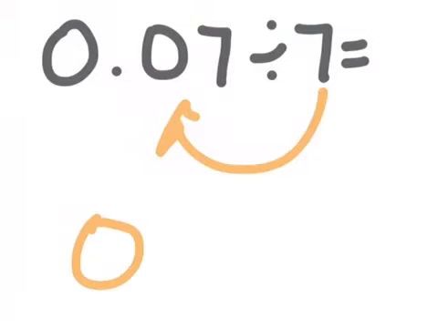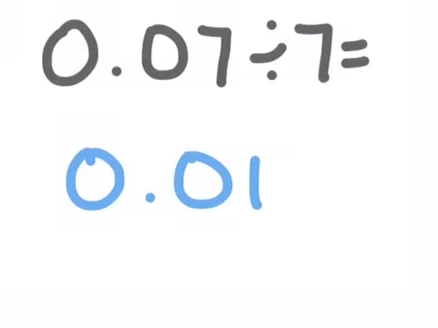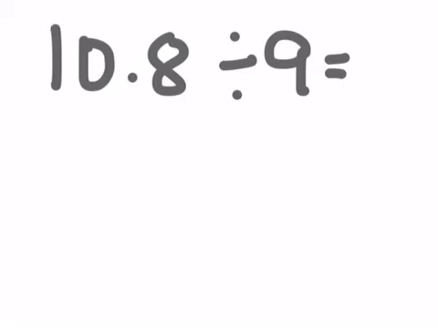If we look at this one, we have 7 hundredths divided by 7. How many times will 7 fit into 7 hundredths? Not even once. Or you can think of it this way. We have 7 cents divided among 7 friends. Each friend, sadly enough, is only going to get a penny, or 1 hundredth. So 7 hundredths divided by 7 equals 1 hundredth.